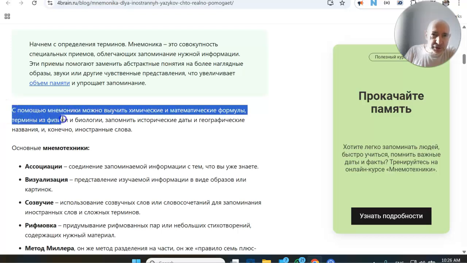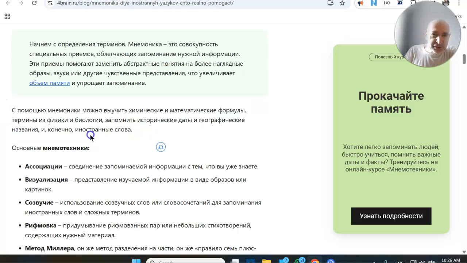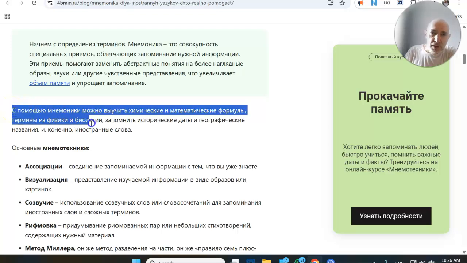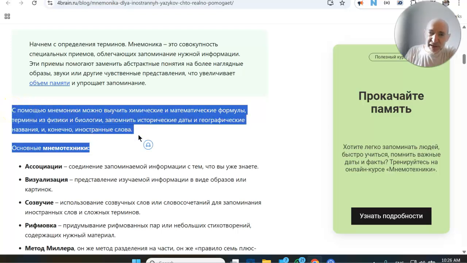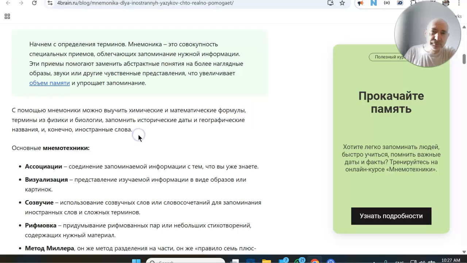I'm going to read this next part. С помощью мнемоники можно выучить химические и математические формулы, термины из физики и биологии, запомнить исторические даты и географические названия, и, конечно, иностранные слова. That's an interesting sentence.